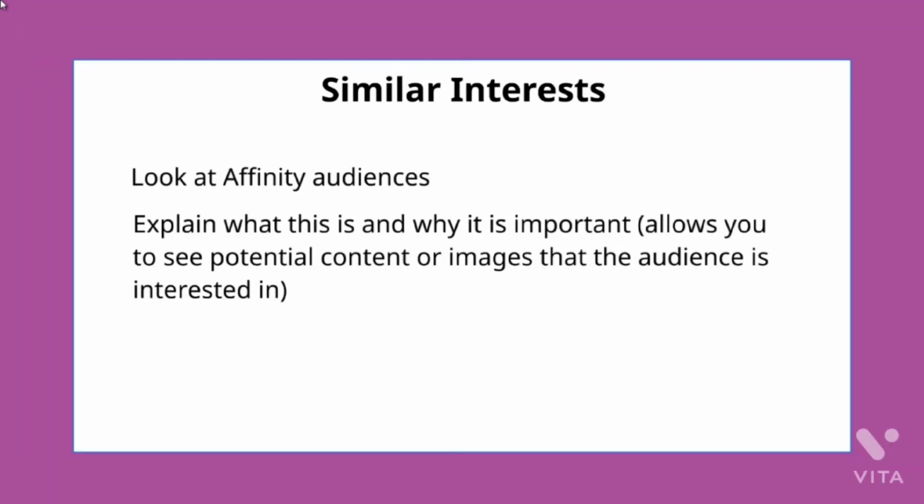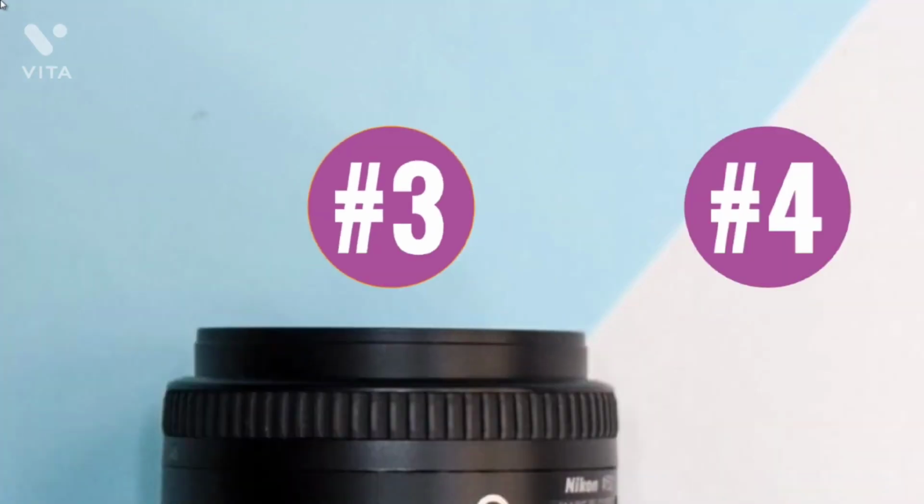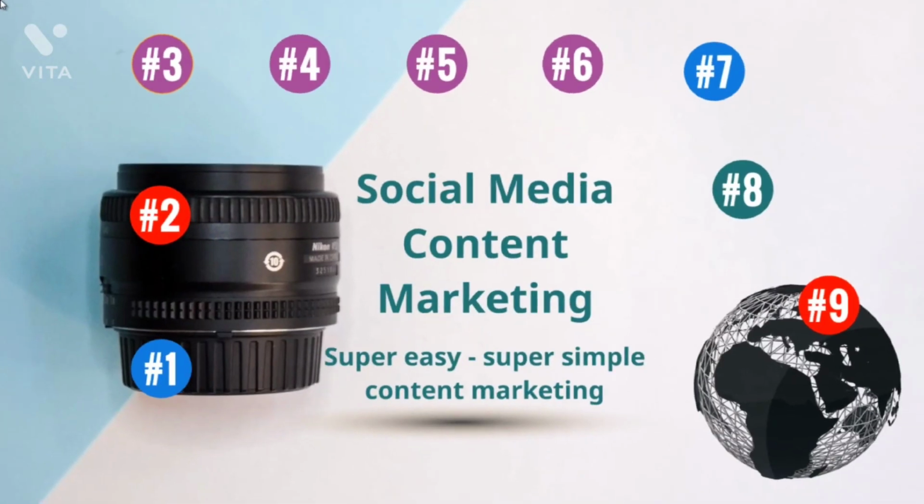So for example, if you think about maybe basketball, somebody who's interested in sports or basketball, they may be interested in other things like running, and that would be an affinity audience. Now, the reason why we want to take a look at this is it allows us to broaden the amount of content that we can create. So let me go ahead and show you some examples of them.